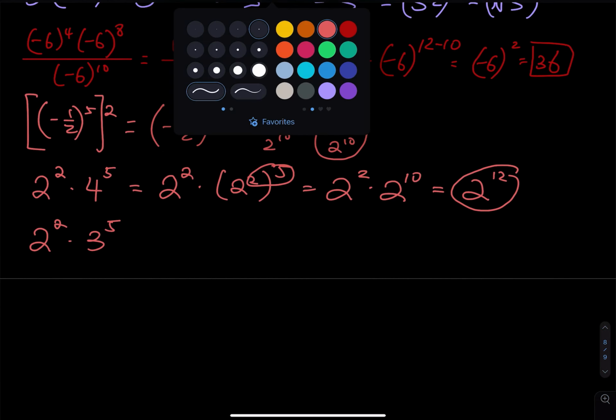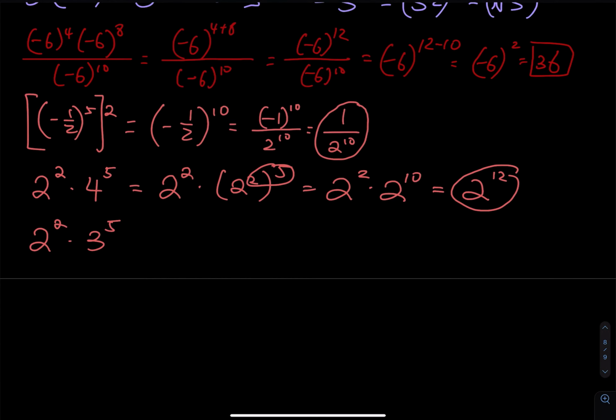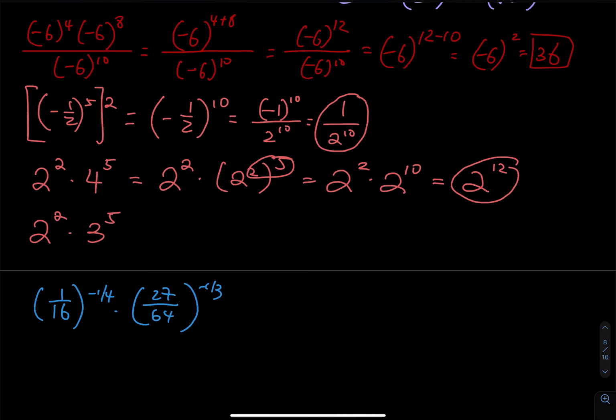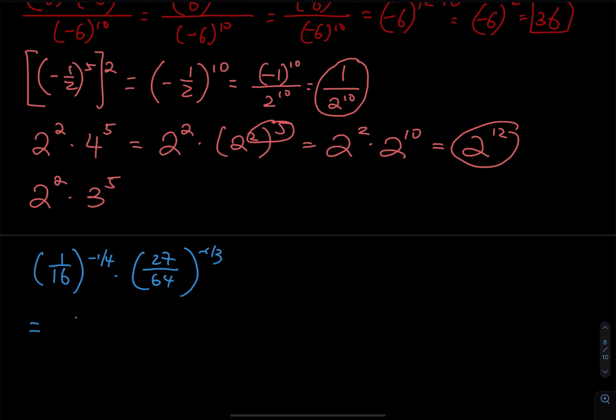The last one, according to my problem, we have 1 over 16, this is a negative 1 over 4, and then you multiply 27 over 64, you have a negative 1/3. So first of all, I will keep the negative 1 inside. So 1 over 16, raise that to the negative 1, and then you raise the whole thing to the 1 over 4.